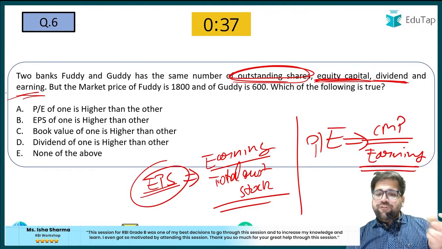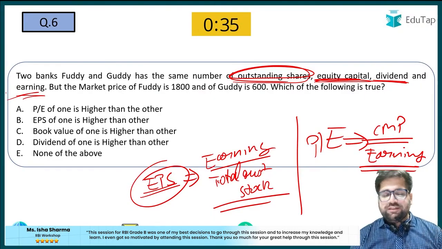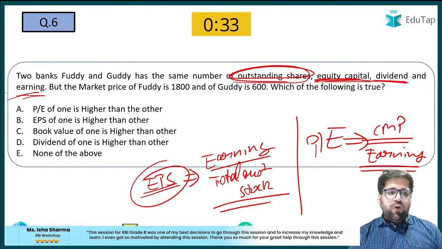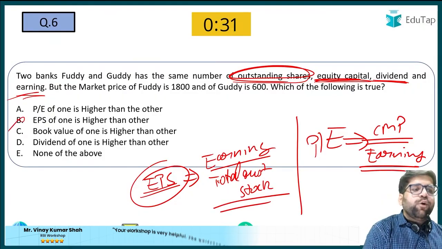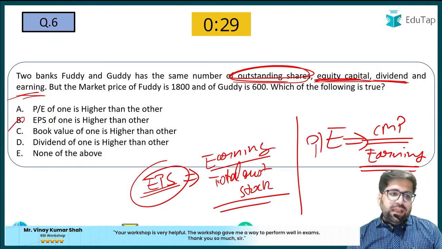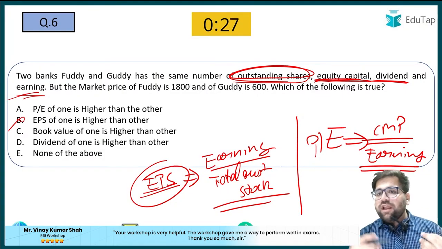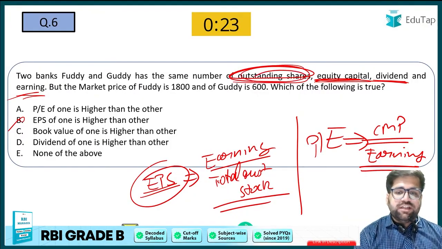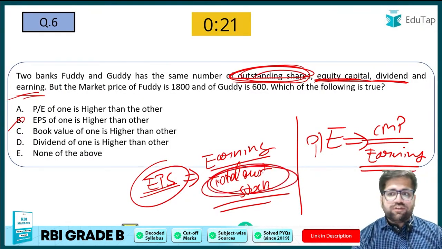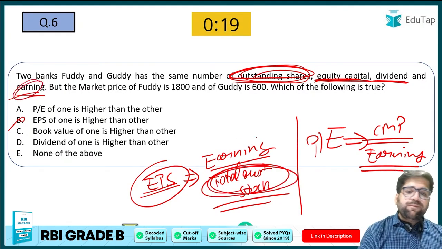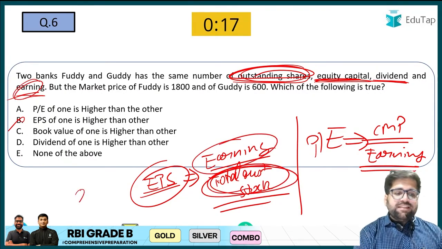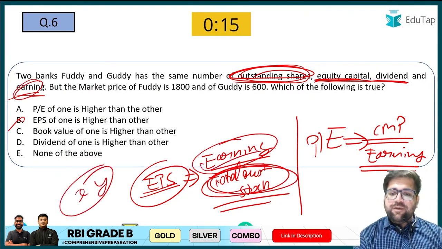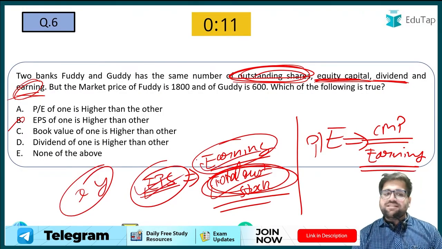Now, my dear friend, if you notice the particular set of options, just eliminate option B. Why am I saying this? EPS of one is higher than the other. How can you tell that EPS of one is higher than the other when total outstanding shares and earnings are both the same? If X and Y have the same earnings and the same outstanding shares, which means that EPS will be the same, as simple as that.